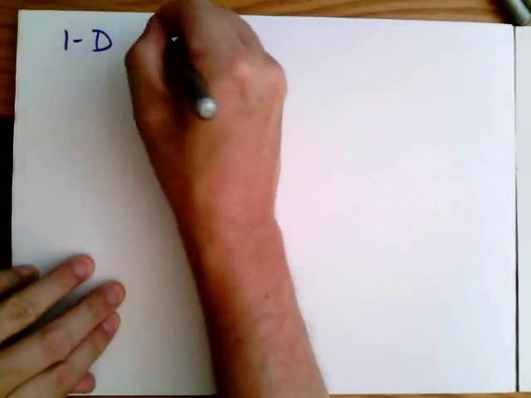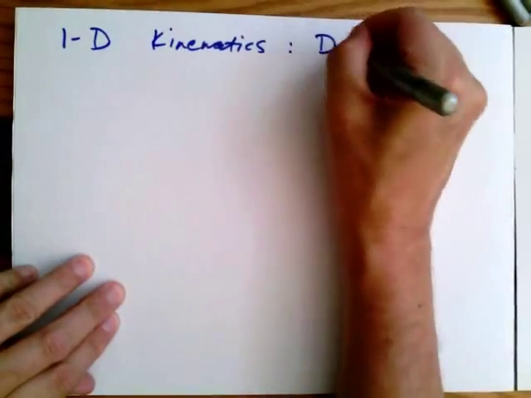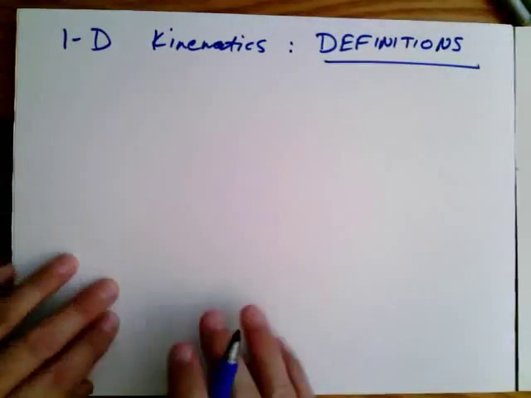The first video is going to be on the topic of kinematics. We're going to be talking about one-dimensional kinematics, the basic concepts, definitions, position, velocity, and acceleration. Okay, here we go. So we're going to talk about one-dimensional kinematics, the description of the motion, definitions.